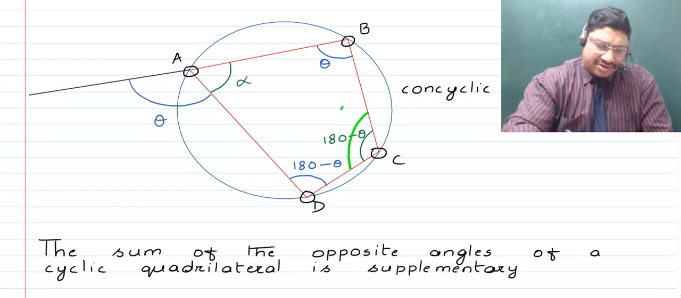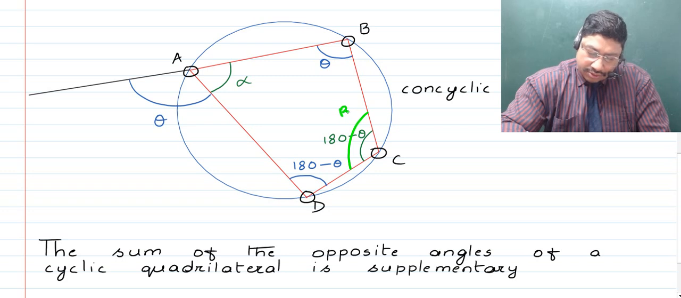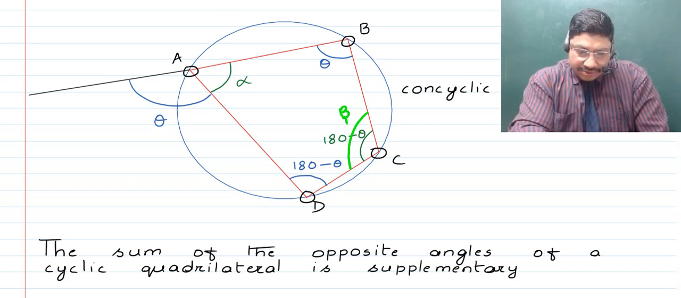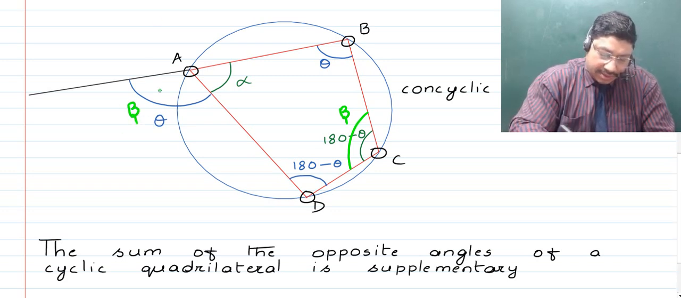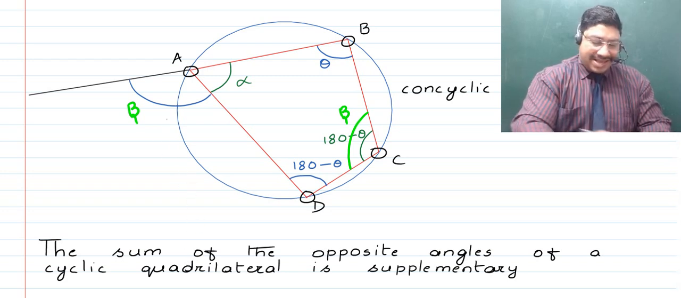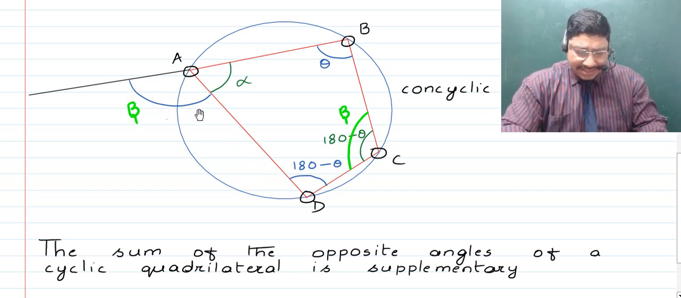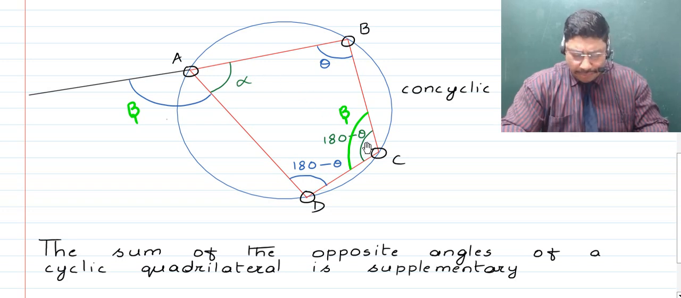As I have written theta here earlier, let's talk about some other angle. Let's say we talk about beta. So this angle is going to become equal to beta. So here too I will make this angle beta and rub this off, right? So what did I say just now? I said this, that the exterior angle of a cyclic quadrilateral is equal to the interior opposite angle.